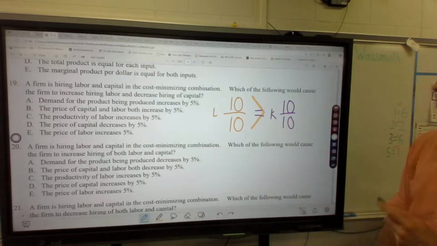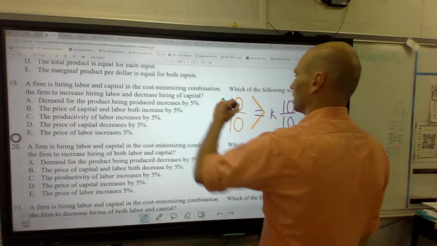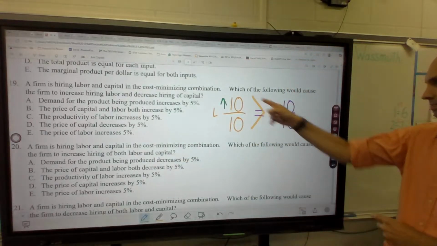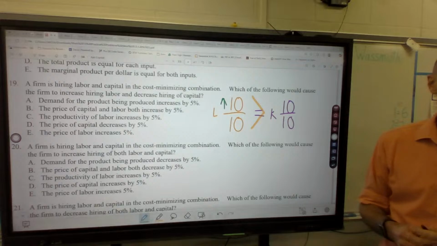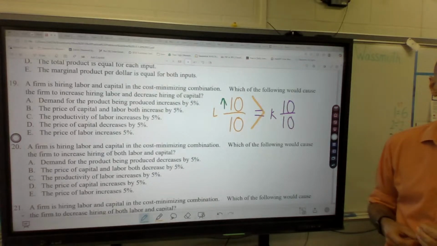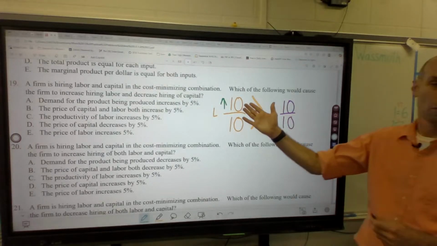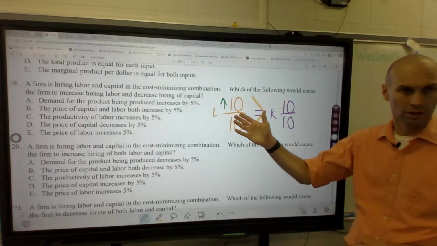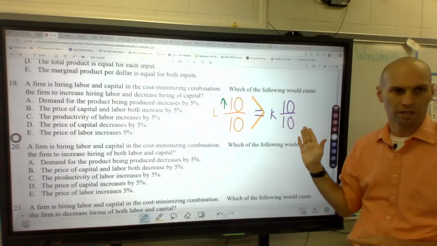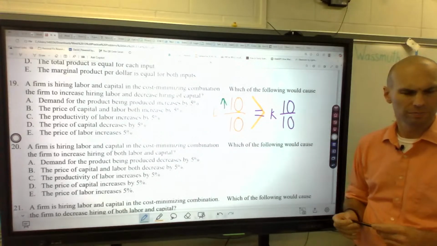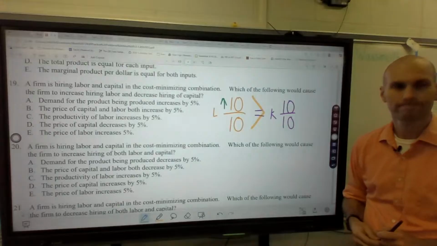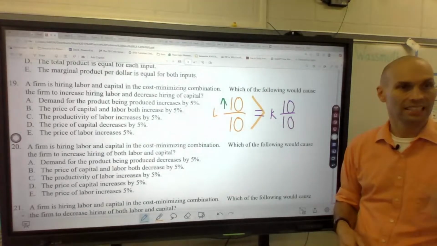So the price of capital and labor, we did that. Productivity of labor increases by 5%. If labor gets more productive, now that's true. That's your right answer. How does that decrease the hiring of capital? Because you always hire more of the more productive good and less of the less productive good. So even though the capital didn't change, by comparison, it's decreased. It's less output per dollar.